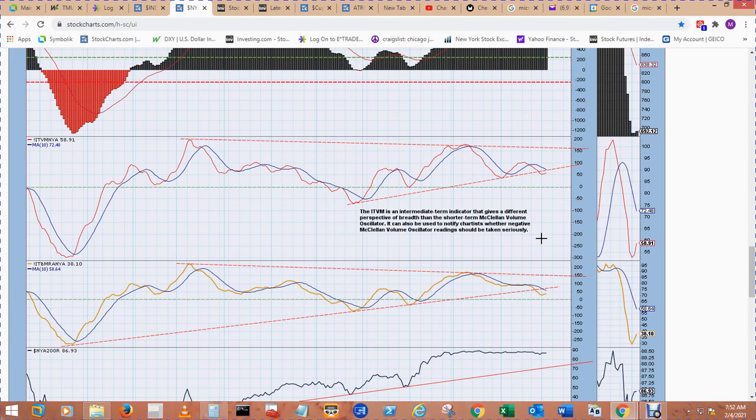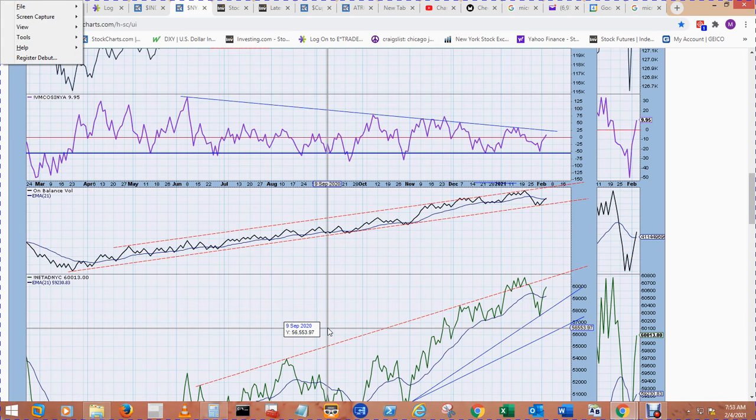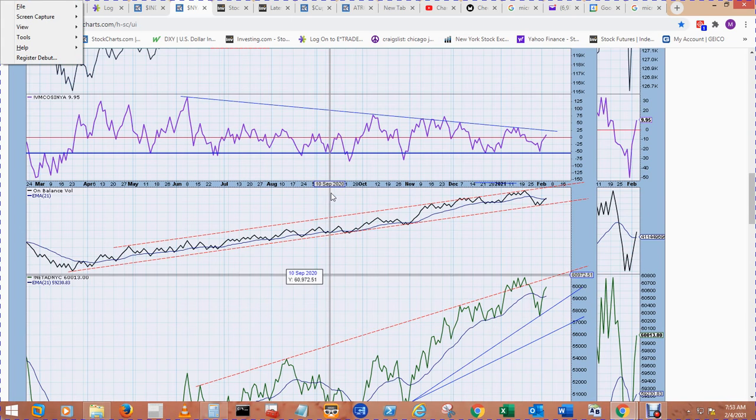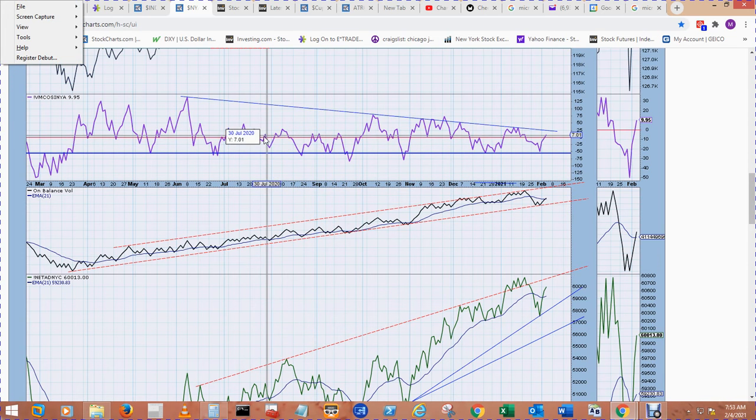I'm going to turn the inspector on. So here's September 9th, 2020, right here. And you could see that the McClellan volume oscillator has been under zero, bobbing up and down below zero for a while as we were in the uptrend.